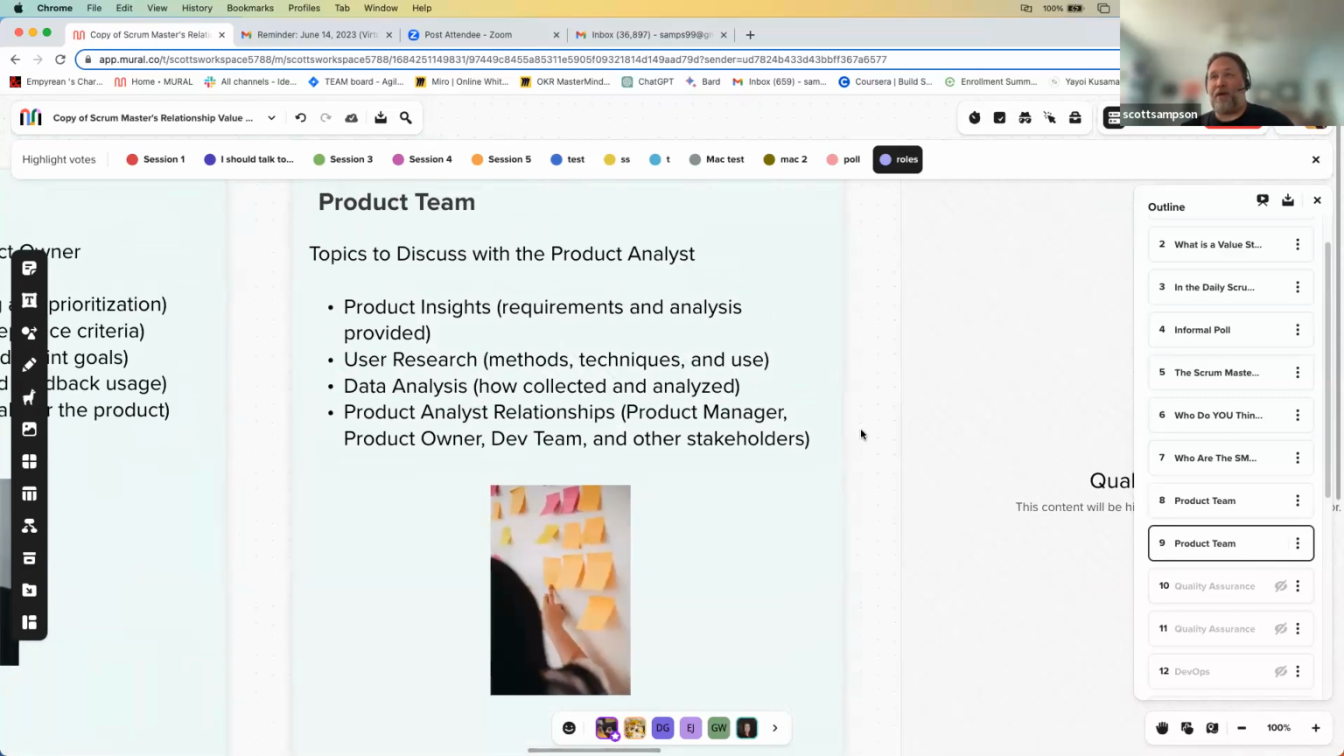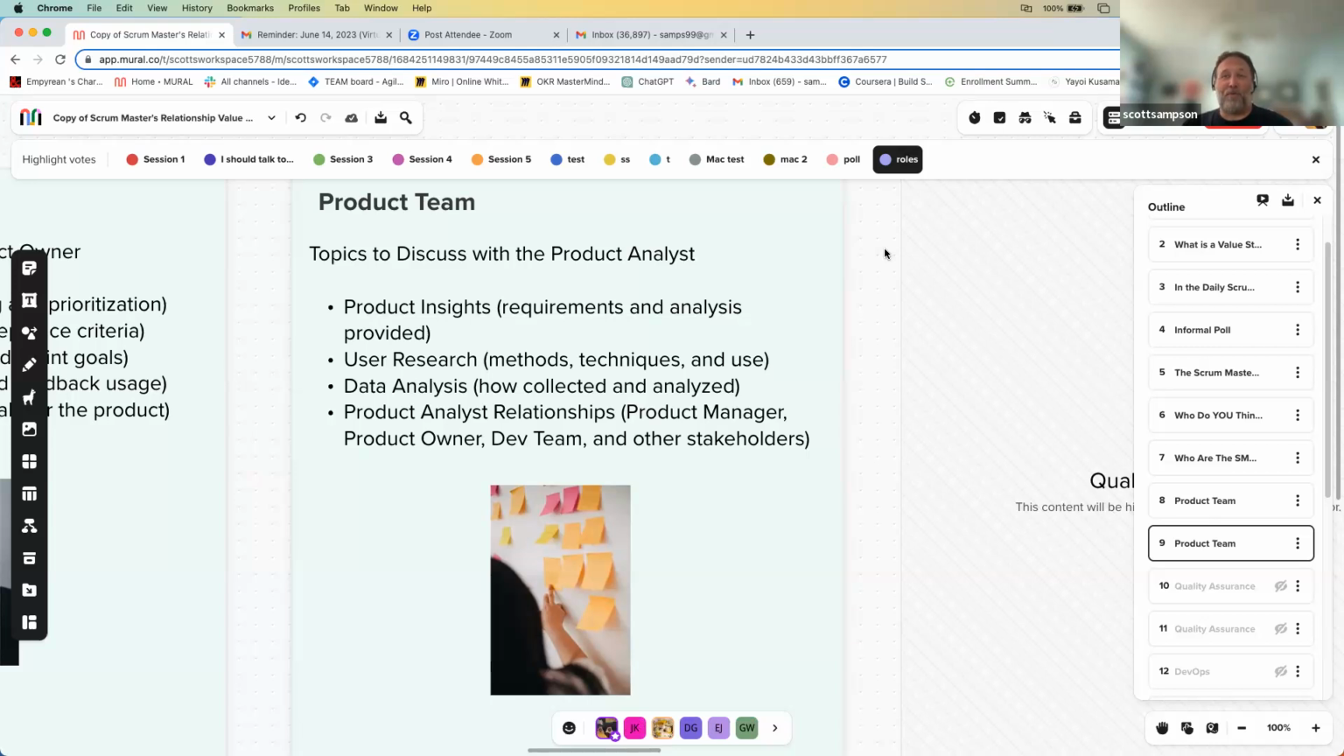Sticking with the product team, product analyst. There are business systems analysts out there, product analysts. Of course, they're also involved with working with the product manager and product owner and maybe other teams, sales, customer care, and maybe the customer directly, and hopefully gathering requirements from them, providing analysis, doing user research to see how the customer might want to use the product in the future. How do they do that? What methods and techniques do they use? They could be doing some data analysis in the background.